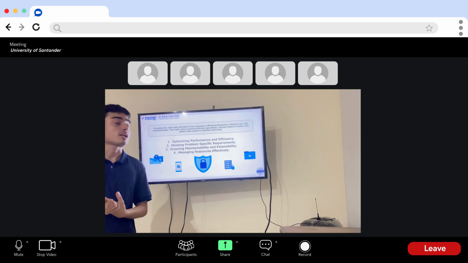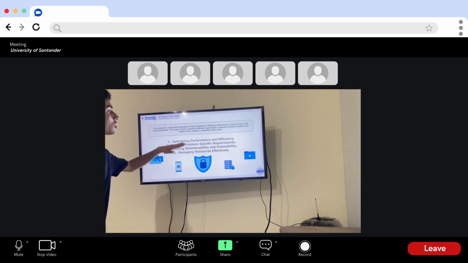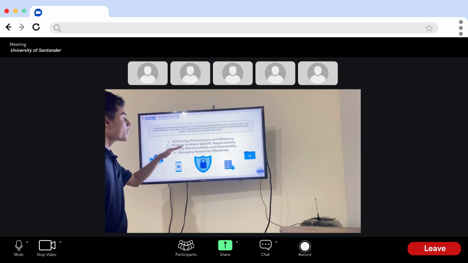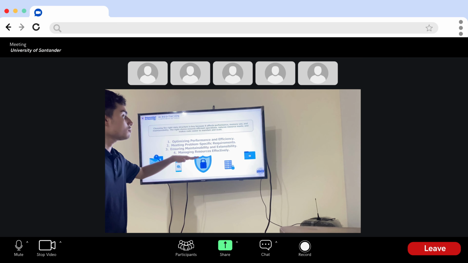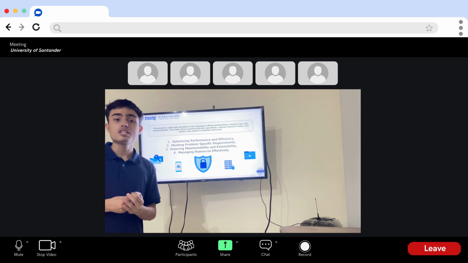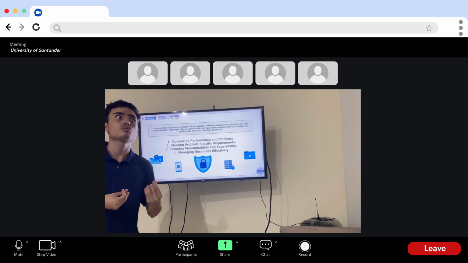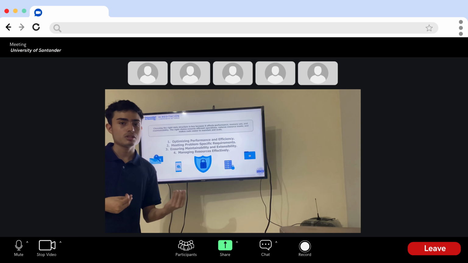So, how to do it? Well, here I have some tips. First, optimizing performance and efficiency. Second, meeting the problem-specific requirements. Third, ensuring maintainability and extensibility. And fourth, managing resources effectively. Knowing this, you can have a better idea on how to design a data structure.